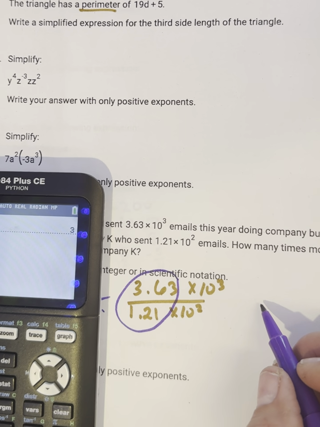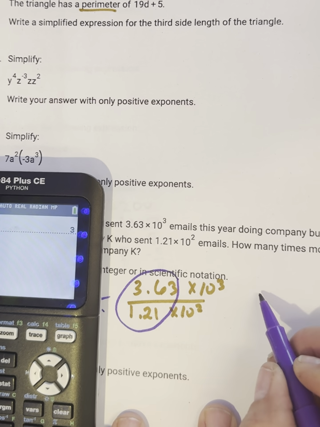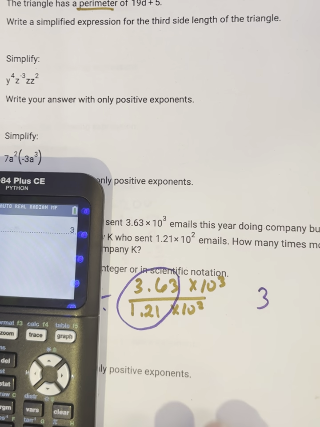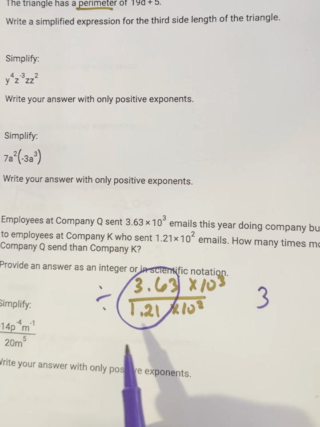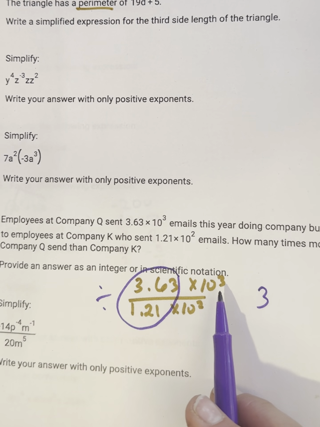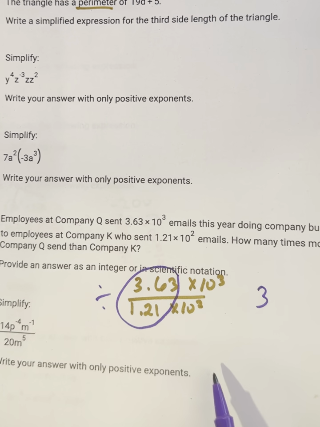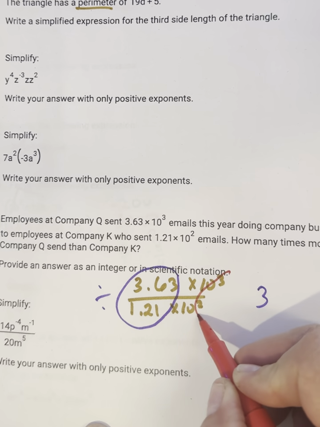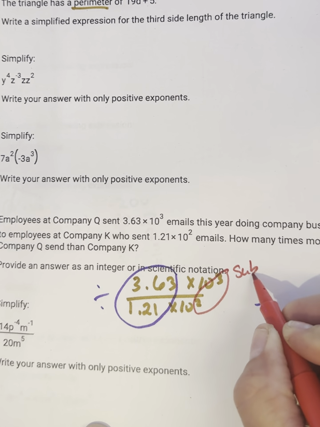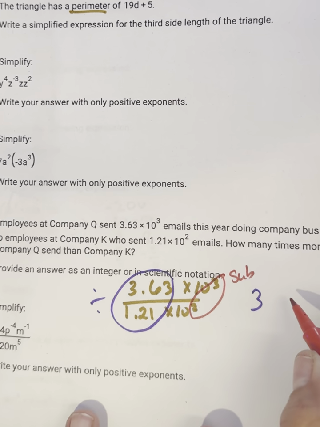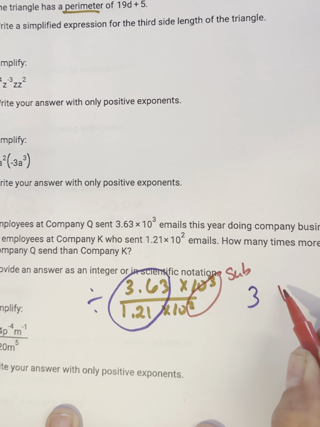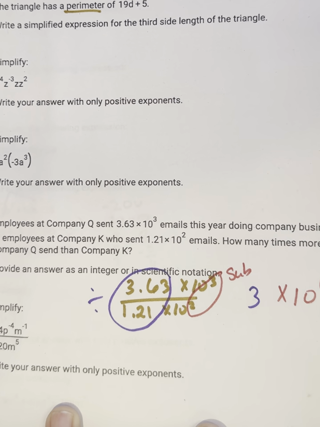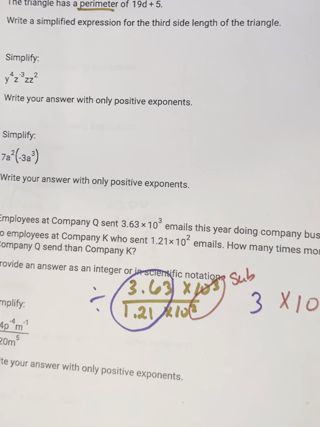3.63 divided by 1.21 is just 3. Yeah, because that's division. Now, when you have exponents, the rule of your exponents is that when you divide, you subtract. So you're going to take these two numbers and subtract them. 3 minus 2 is 1. So it's going to be times 10 to the 1. And they want to see the 1.